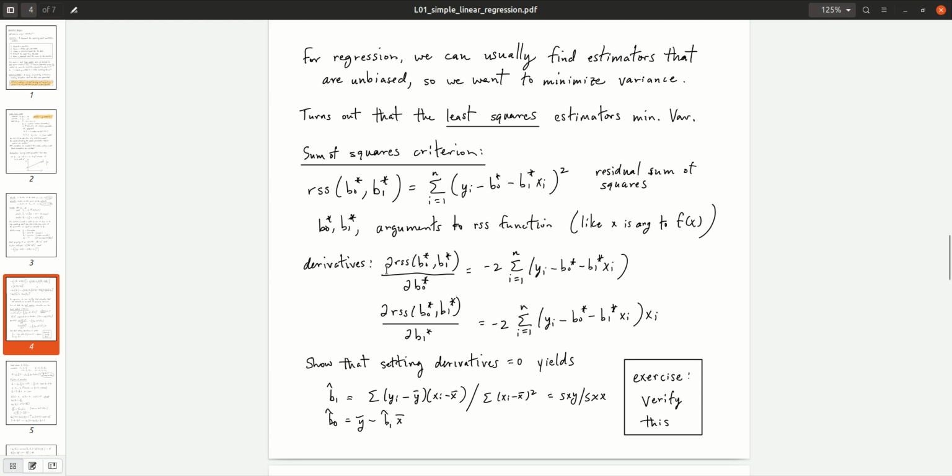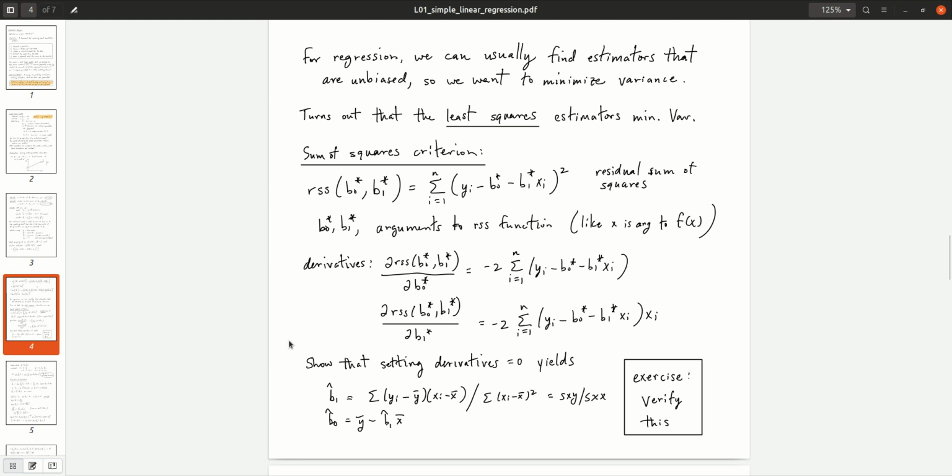So I'm taking the partial derivative of this residual sum of squares criterion with respect to b0 star, and I'm also taking the partial derivative with respect to the second argument, b1 star, and I'm going to set them to 0 in order to find the minimizers of the function. So this is just what you get when you take the derivative with respect to b0 star. You get the minus 2 comes out, and then you just get this here. Here you get a minus 2, but b1 star is multiplied by xi, so xi gets multiplied here.